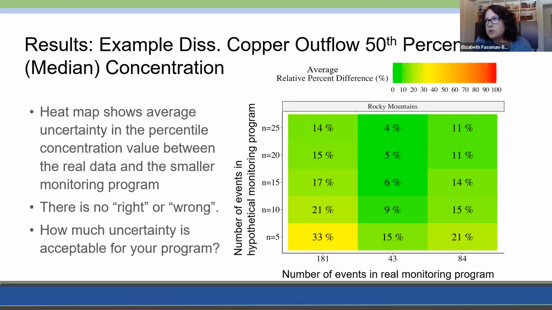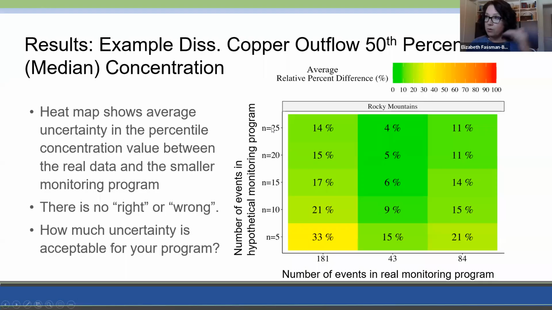We visualize the results in a heat map. Across the bottom here, and this is just by way of example to demonstrate the types of outcomes that we have and the kind of information that we're going to consolidate, each one of these columns is a real monitoring program. So we have 3 monitoring programs. One has 181 data points in the parent data set. One had 43 and one had 84.